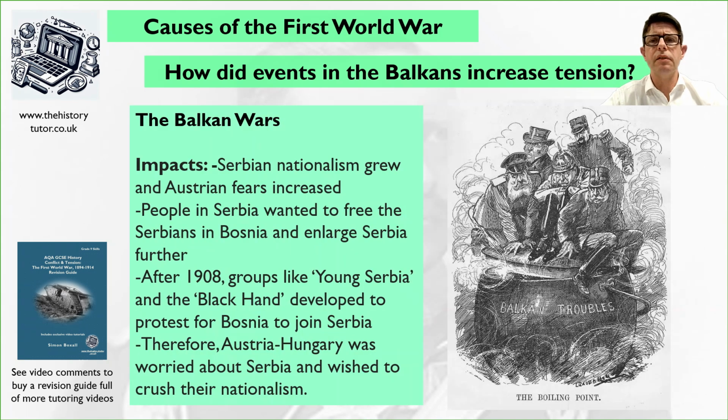So what were some of the impacts of the Balkan War? Well, Serbian nationalism grew. They're much more powerful now and they feel they can take on Austria in the future. People in Serbia now wanted to free the Serbians in Bosnia and the rest of the Austrian Empire and create an even larger Greater Serbia. So after 1908, groups like Young Serbia and the Black Hand developed even more powerfully as nationalist groups demanding Bosnia to be part of Serbia and also the freedom of all Serbs. Therefore, Austria-Hungary was worried about Serbia and wished to crush their nationalism, and they'd be strong against Serbia.